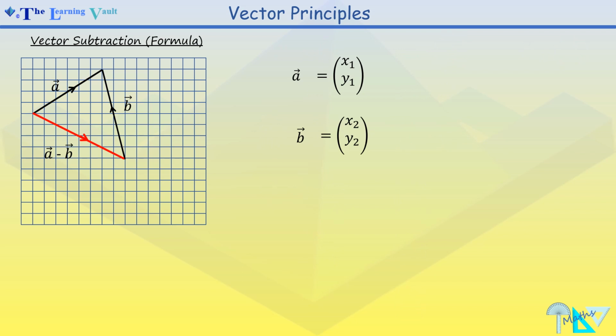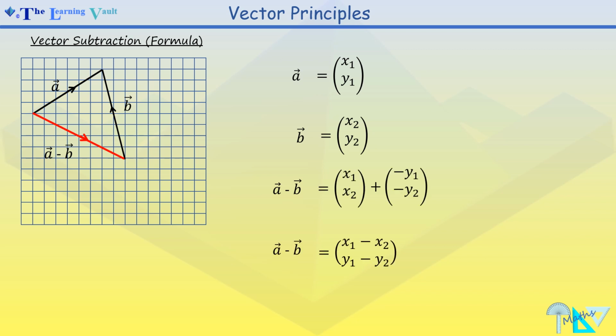To summarize, for vector subtraction, if we're given the vector A minus the vector B, we have it as the column vector of x1 minus x2 and y1 minus y2.